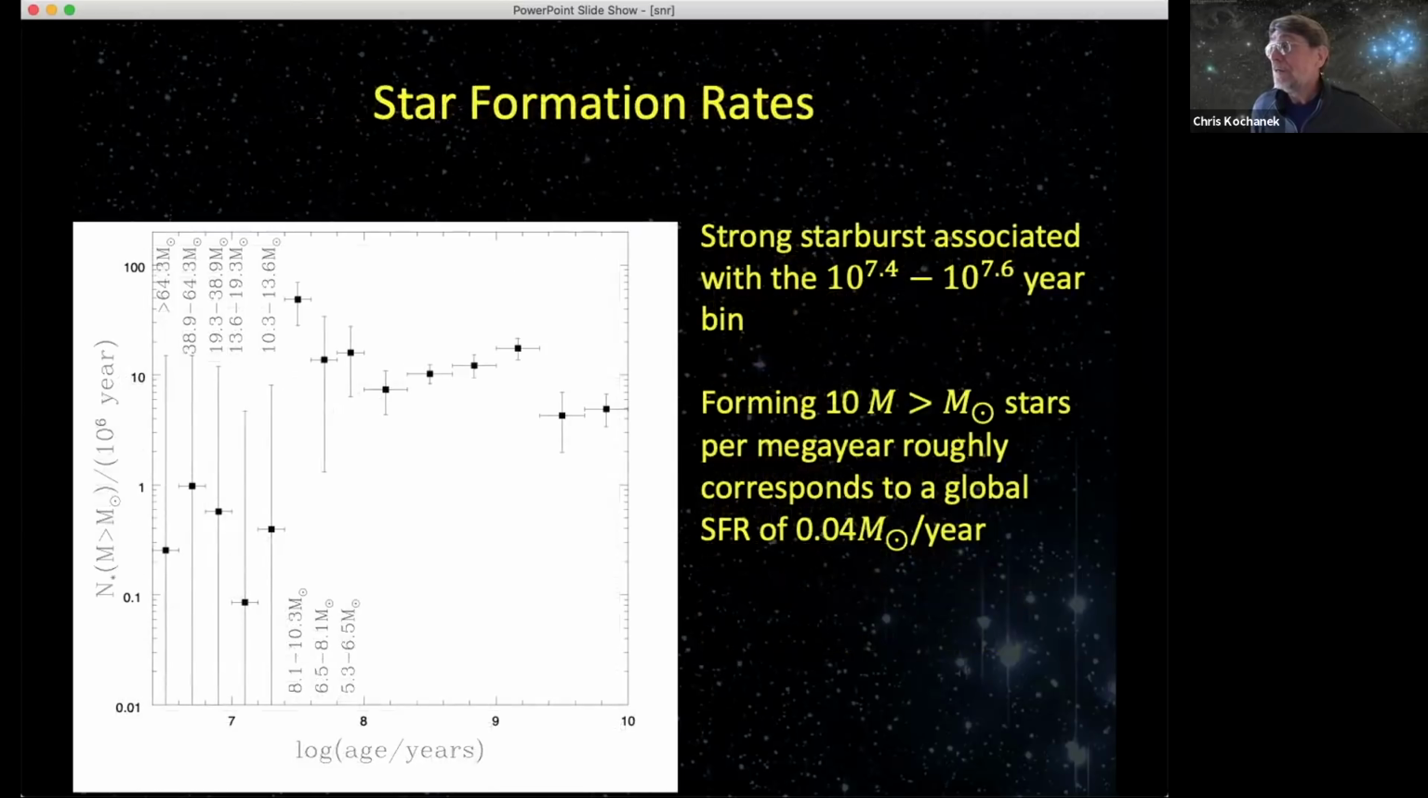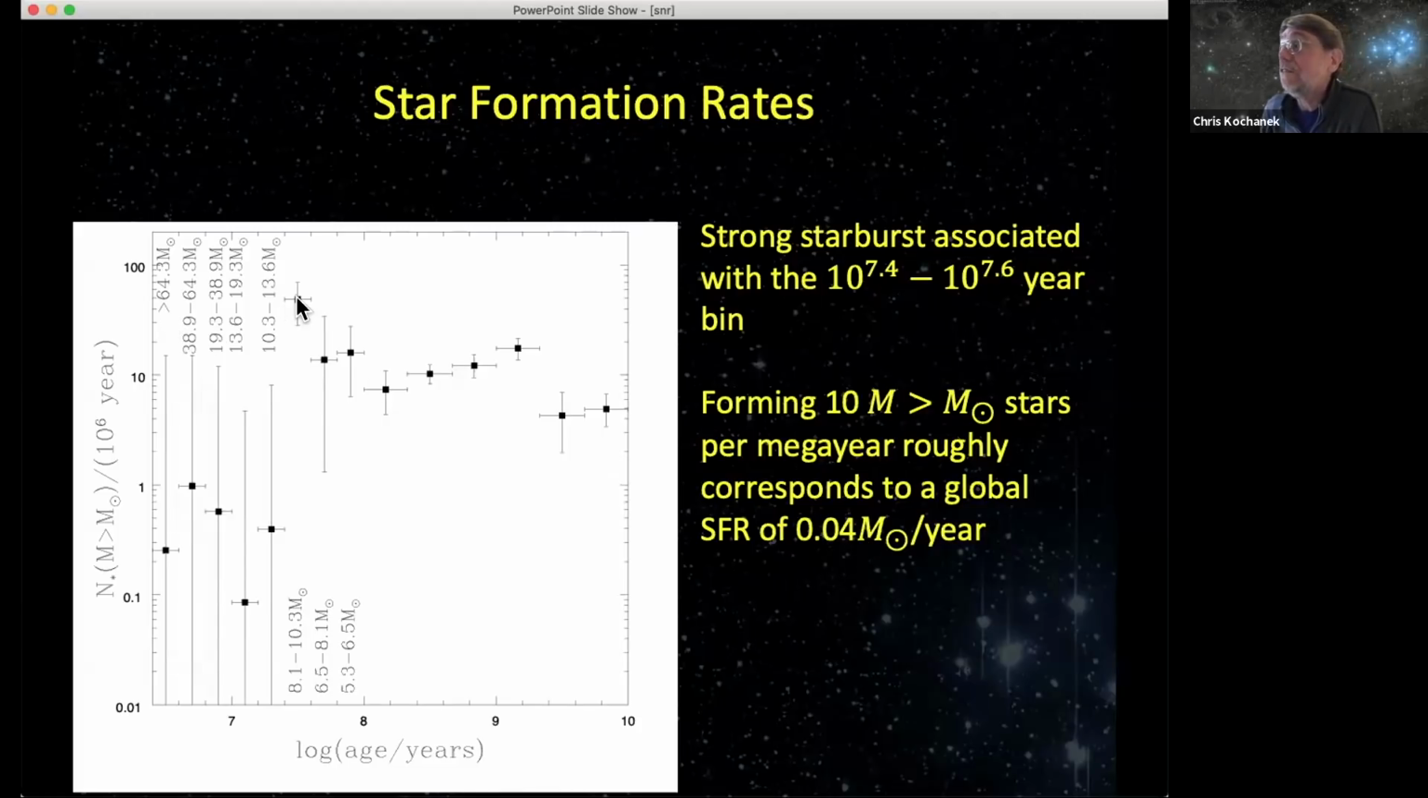All right, we can also then turn this into a star formation rate. And again, you see the starburst associated with this lowest mass supernova-like bin. And if you want a sense of scale, the numbers are in the number of stars above one solar mass formed per megayear. And if you want to turn that into a sort of global galactic star formation, 10 per megayear is a star formation rate of about 0.04 on a galaxy-wide basis.